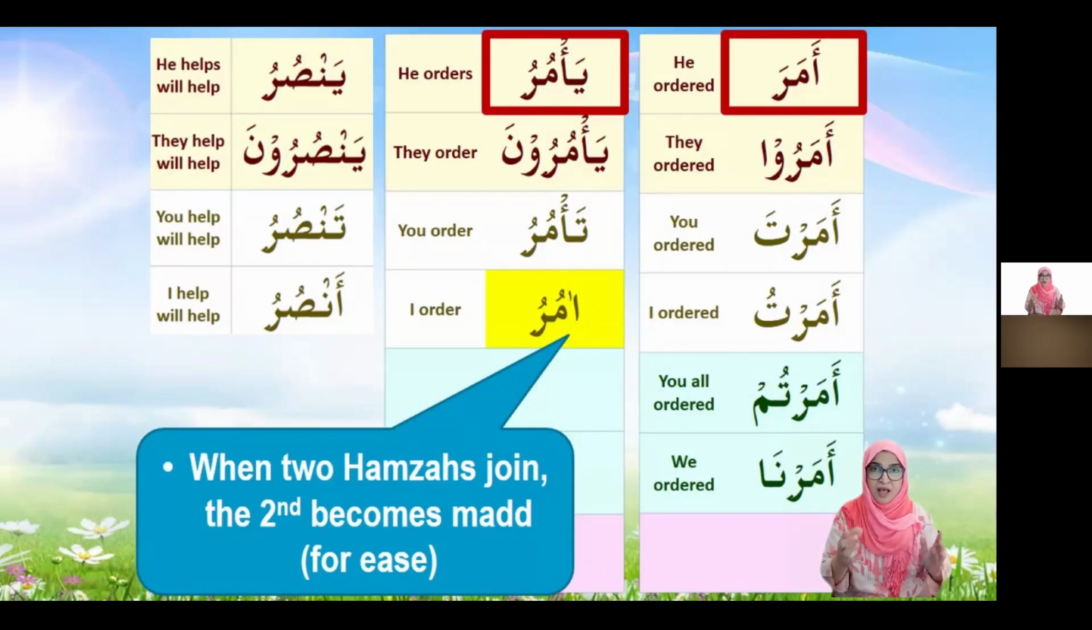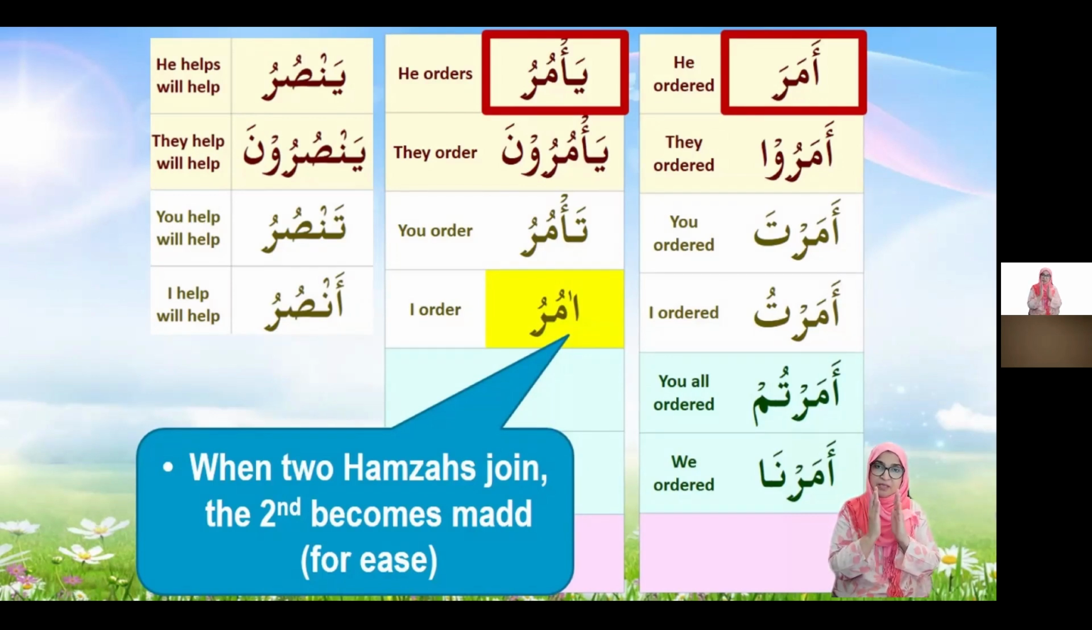But it can bring a little hindrance in our flow of recitation. So instead of saying a'muru, we say amuru. When you say amuru, that means you've just added a mad on it. So what's actually happening? The two hamzas are joining, the hamza of amara and the hamza of mudari. When the two hamzas are joining, we will make it into a mad.